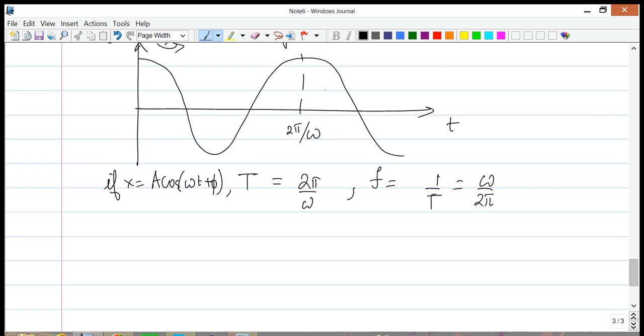Alright, so in the next video we'll look at the simple harmonic behavior of a mass spring system, and then we'll develop all the stuff for it. We'll see what the time period is and what the speed is and all kinds of stuff.